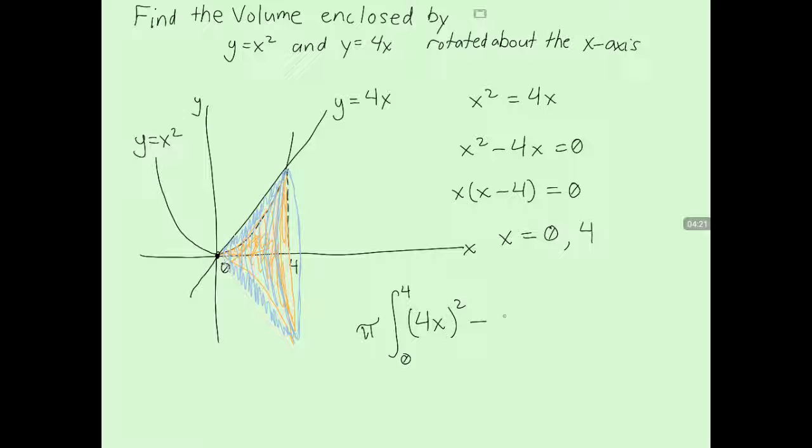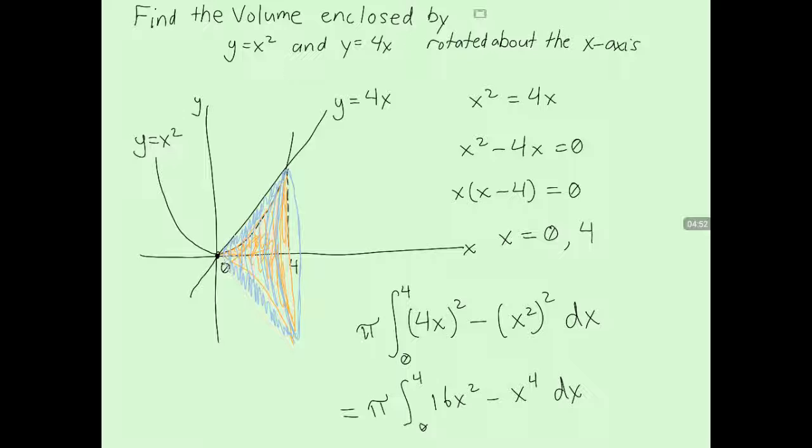And we're going to subtract the volume of the inner part, which is x squared. And the same logic applies to that. So this is how you would set up your integral. So if we just simplify this further, we get pi integral from 0 to 4, 16 x squared minus x to the fourth, all with respect to x.